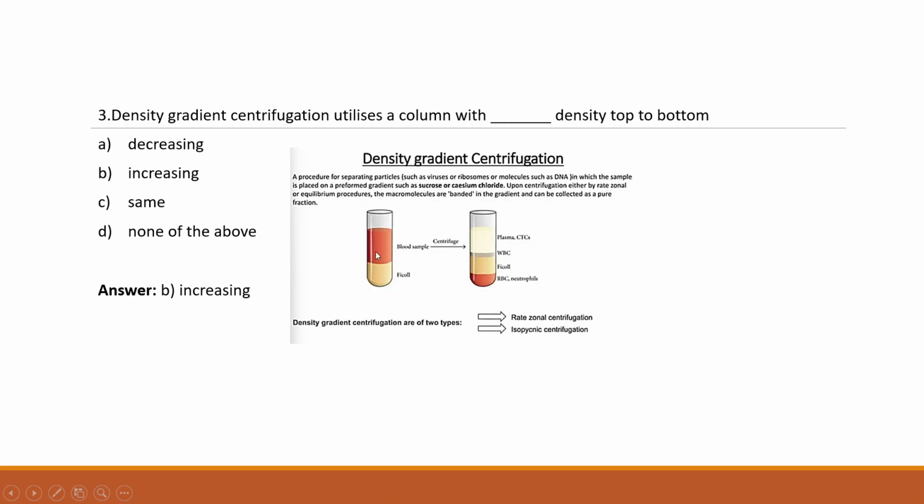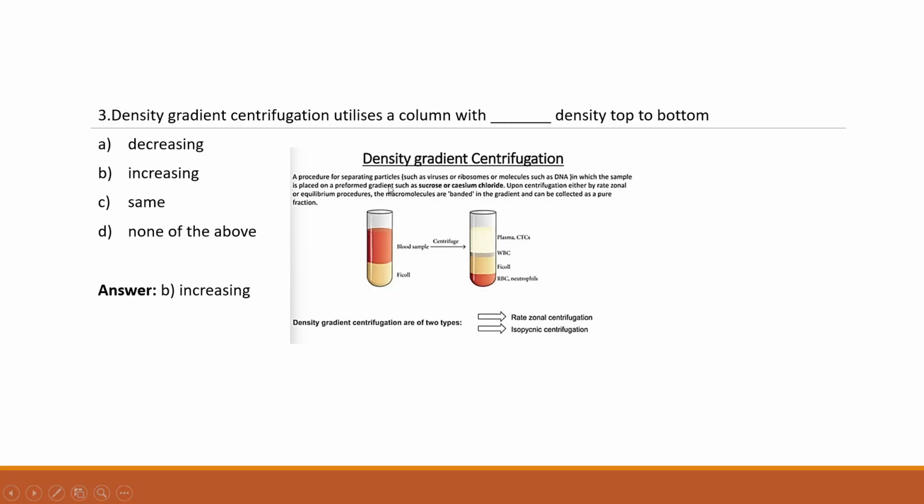So here you can see this is your column. Here you have your ficoll. Your ficoll is also your density gradient medium, which has the higher density. Here they have shown an example of blood samples where they are trying to separate the cells from the different layers of your blood.